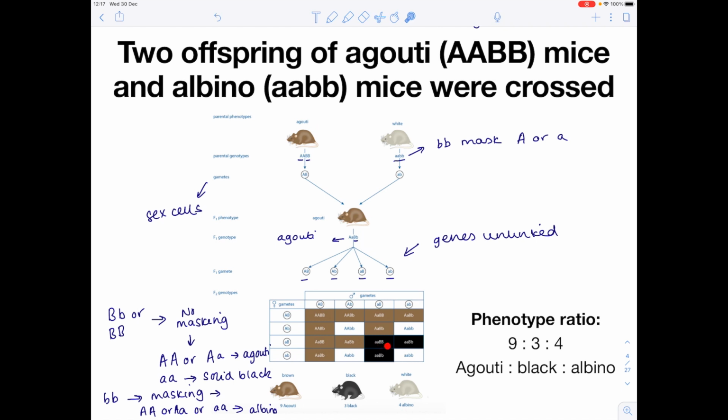So lowercase a, capital B. There's your capital B. There's your lowercase a. Look, solid black, it works. So let's look at our phenotype ratio. We have 9:3:4, agouti, black, albino. And you must be prepared to list all the different genotypes which account for them.